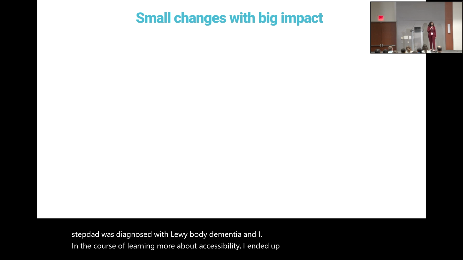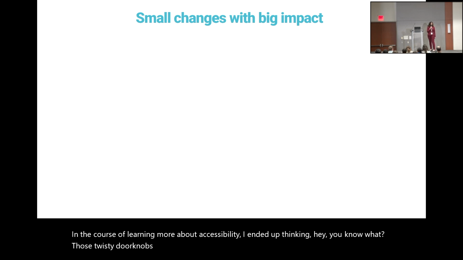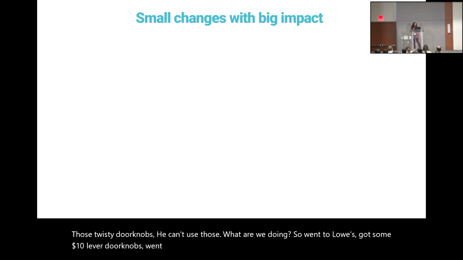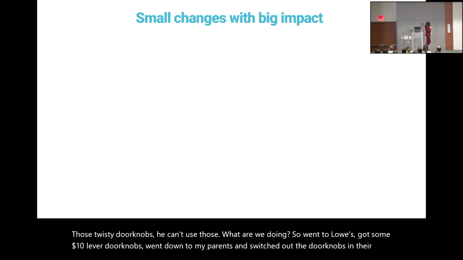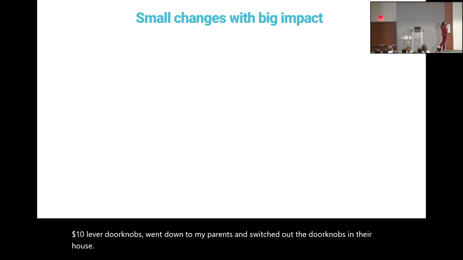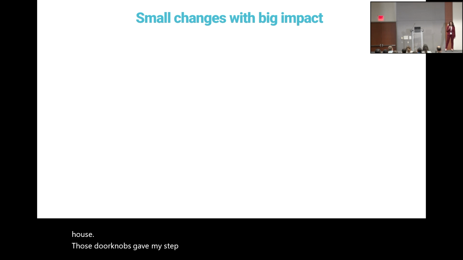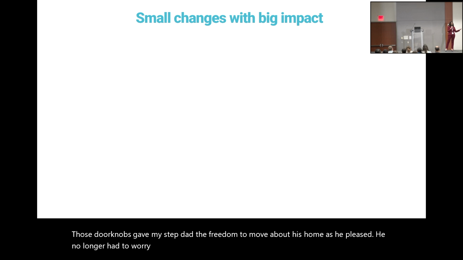thinking, hey, you know what, those twisty doorknobs, he can't use those. What are we doing? So I went to Lowe's, got some $10 lever doorknobs, went down to my parents, and switched out the doorknobs in their house. Those doorknobs gave my stepdad the freedom to move about his home as he pleased. He no longer had to worry about somebody helping him get from room to room.